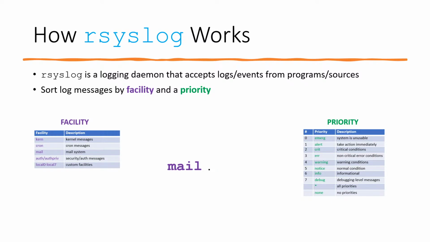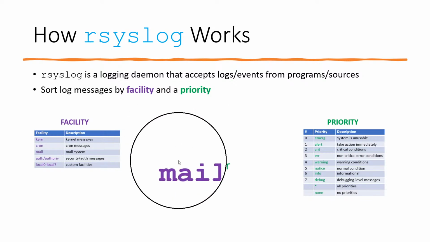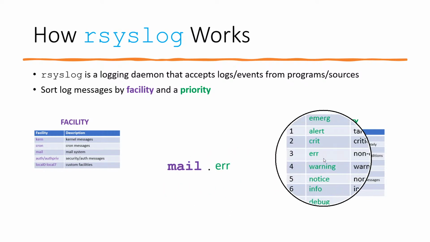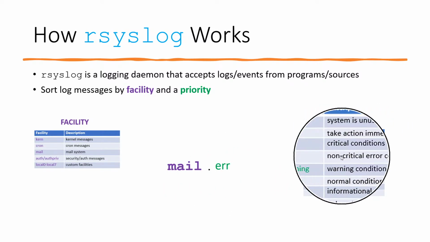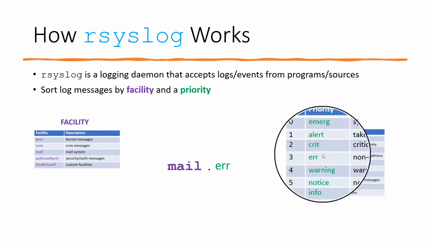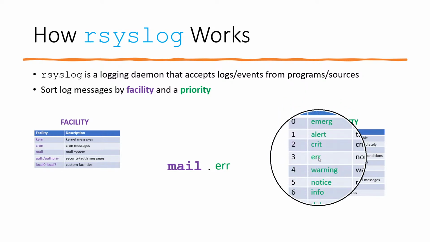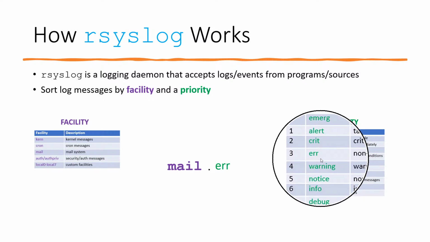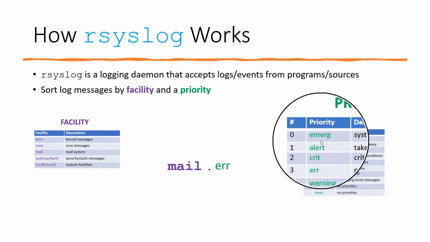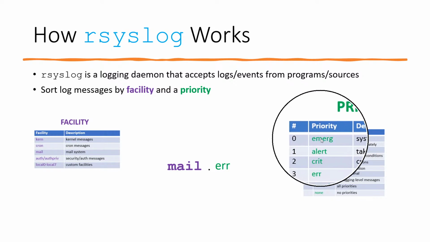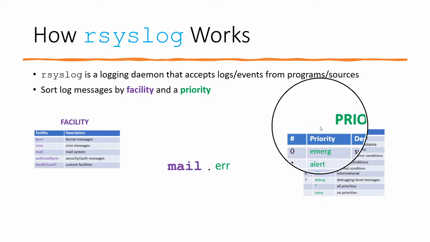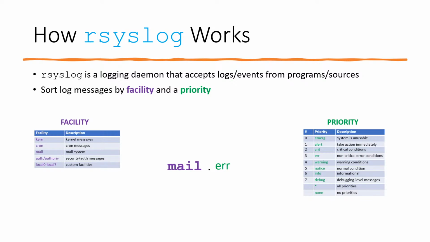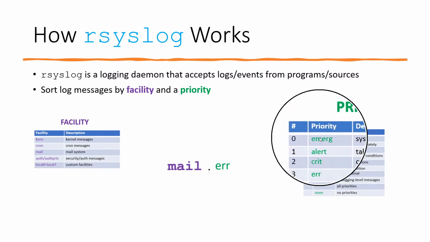All right, let's replace that priority with error. If I say I want to accept all logs from the mail facility, the mailing program, but only with error, non-critical error conditions, it will accept any priority that's error and below. It's kind of weird to think about, because I usually say higher priority, but I'm thinking of the number system here. So error and below, emergency is 0. So error, critical, alert, and emergency. If I say mail.error, it's going to log errors, critical stuff, alerts, and emergency.